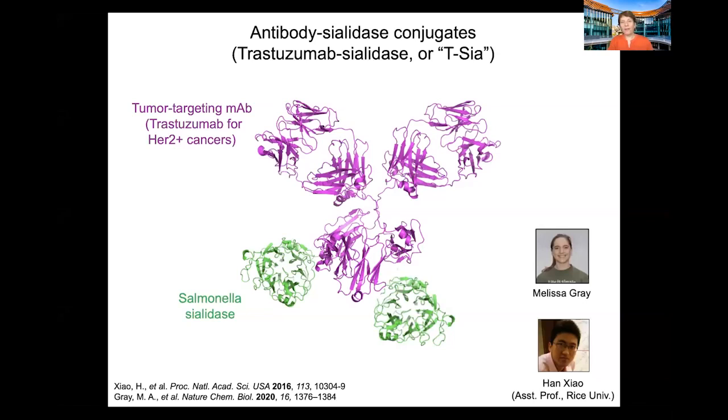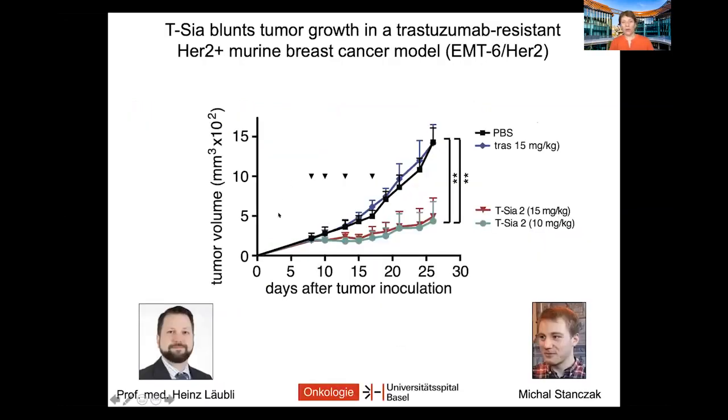And after confirming that this molecule would selectively strip the sialic acids off of HER2 positive cancer cells without touching cells that lack the tumor antigen HER2, we joined forces with Heinz Laubli and his grad student Michael Stanzak at University Hospital in Basel and tested this trastuzumab sialidase conjugate in a HER2 positive breast cancer model in the mouse. So this is a breast cancer model in which treatment with the antibody on its own is known to be ineffective. It's resistant to trastuzumab.